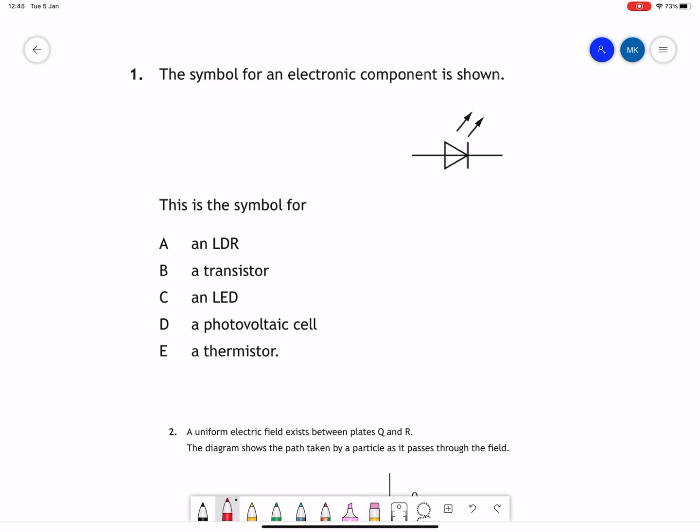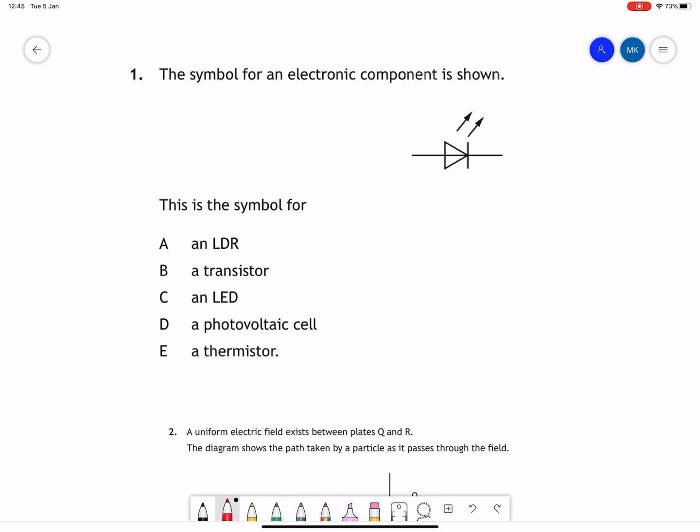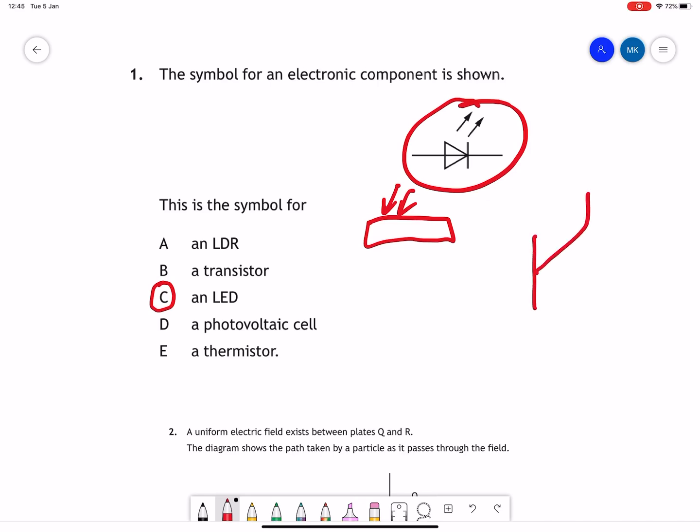So the first question, the symbol for this is what, one of these 5, and the answer should have been an LED. An LDR, a light dependent resistor, is that. A transistor, remember, we've done quite a bit of work on transistors. A transistor looks like that.